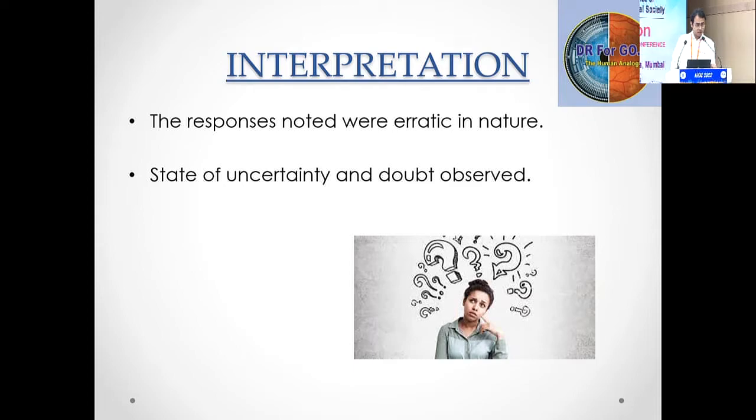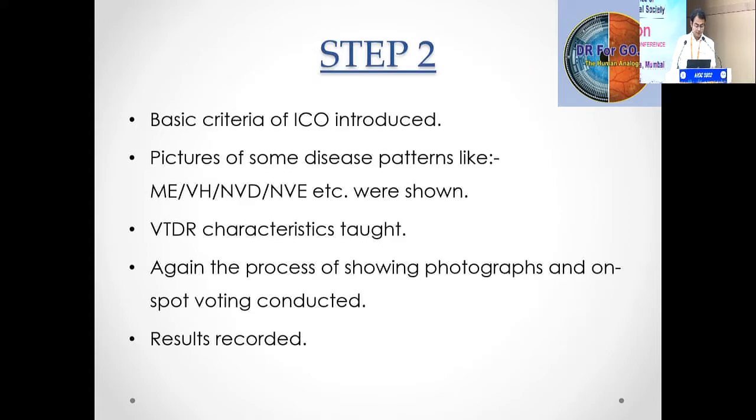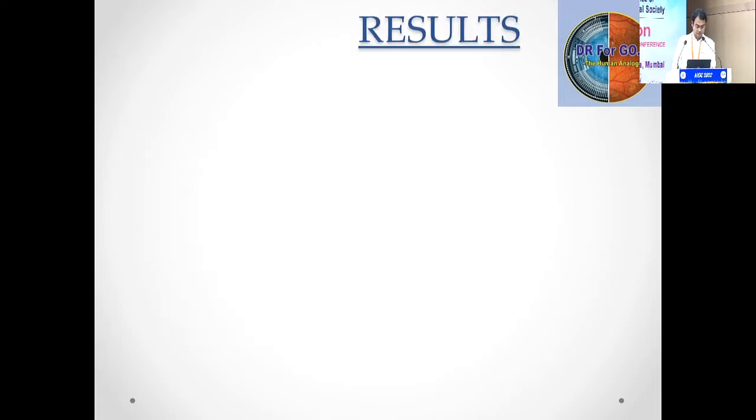So after this first session of voting, the interpretation was that the responses were erratic in nature and everyone had a state of uncertainty and doubt. So after this, step 2 included introduction of basic criteria of ICO, pictures of certain disease patterns like macular edema, vitreous hemorrhage, NVD, NVE. These were shown. VTDR characteristics were taught, and then again the process of showing photographs and on-spot voting was repeated, and the results were recorded.